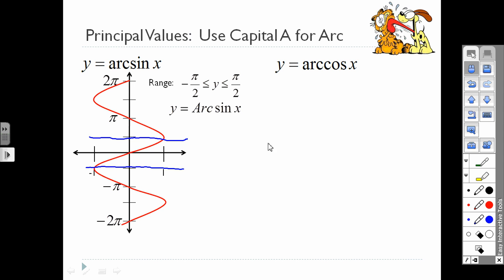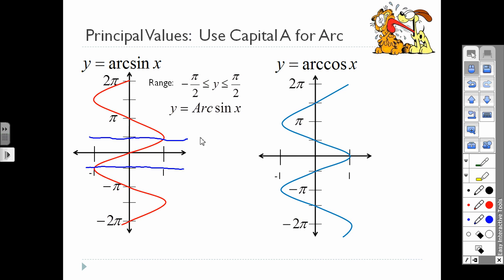If we do that same analysis for arc cosine, here's the graph of arc cosine. What we're going to do is restrict our values going from 0 up to pi, going through here, and you can see all of these values right here, we have not repeated ourselves, so we are dealing with a function at this point. That means that the range for capital arc cosine is going to go from 0 to pi. So your answer for y, when you solve this equation, will be somewhere between 0 and pi.